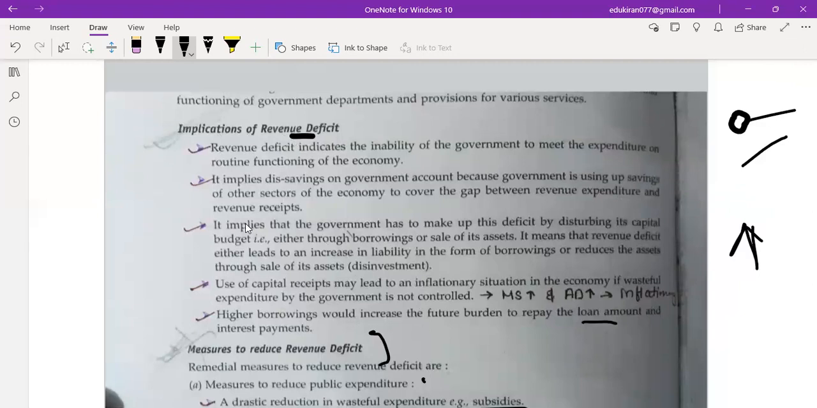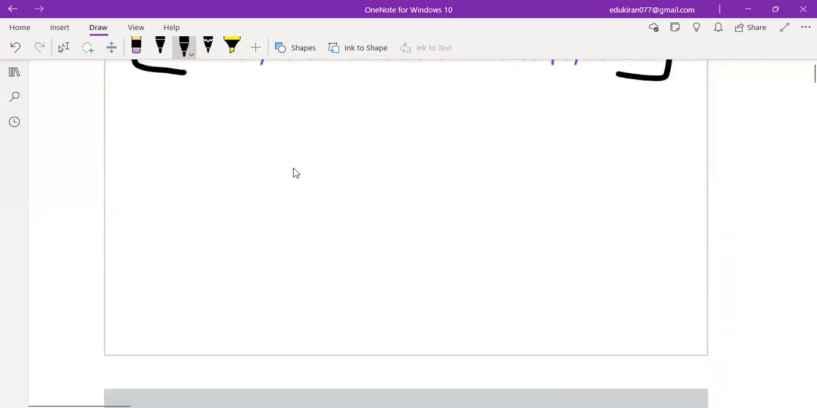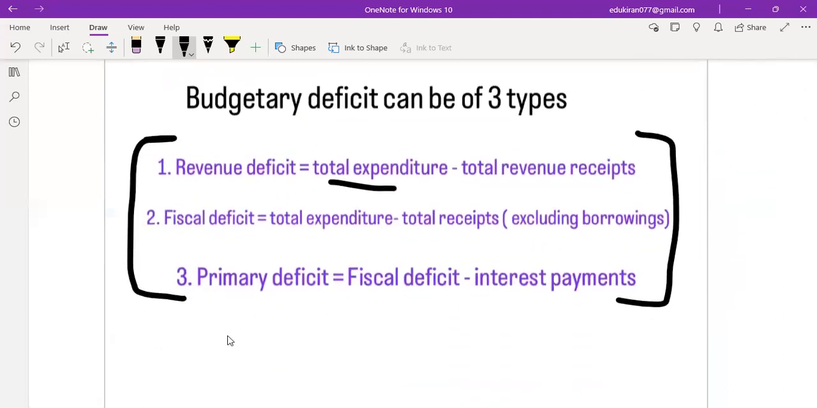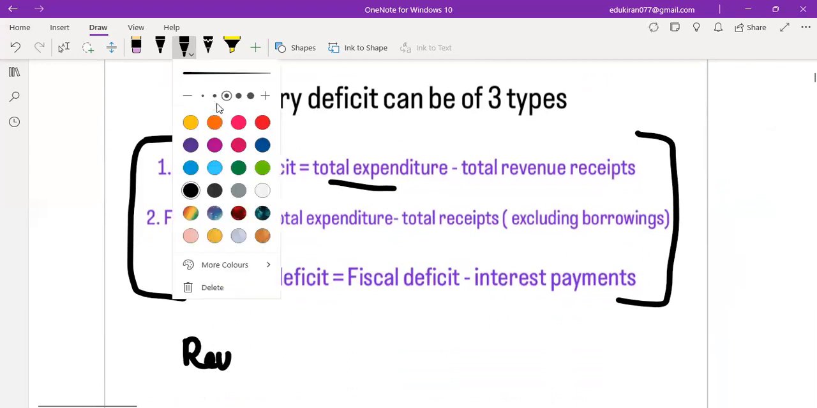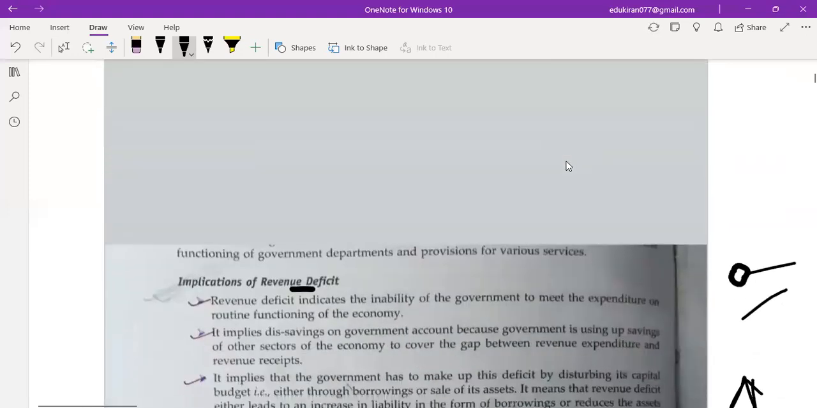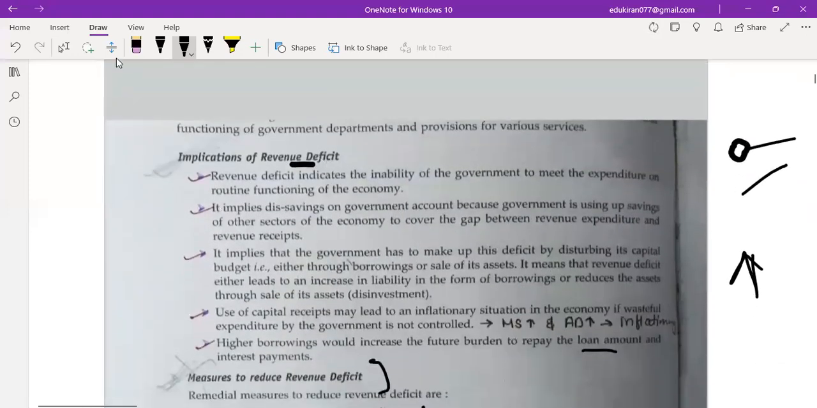If I ask you what is revenue deficit, tell me Fahim, what is revenue deficit? You will write it like this. Now you are going to write the detailed explanation. First of all, we will start with the revenue deficit. Revenue deficit is the difference between total expenditure and total revenue received.